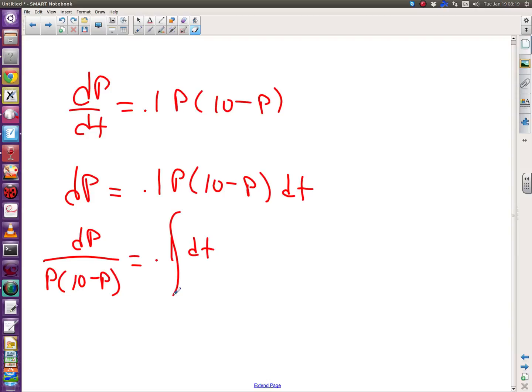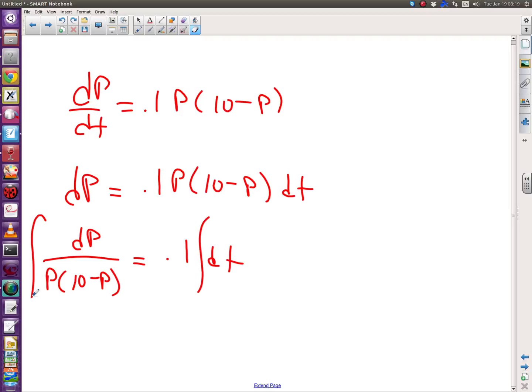If you take the integral of both sides, this is easy. 0.1 t plus c, right? But this, how do you take the integral of that? Oh, is it an ln though? Can't use the product rule? It's not a product. Look at it. It's not a product.